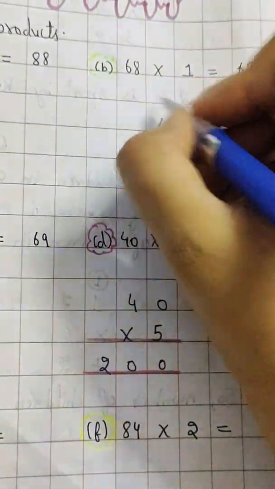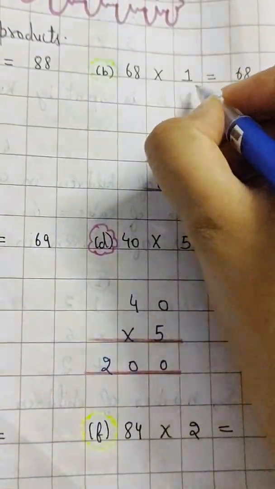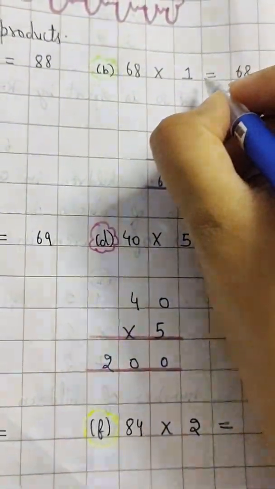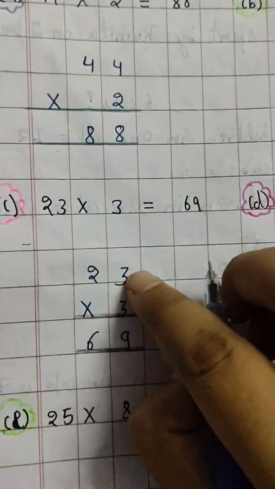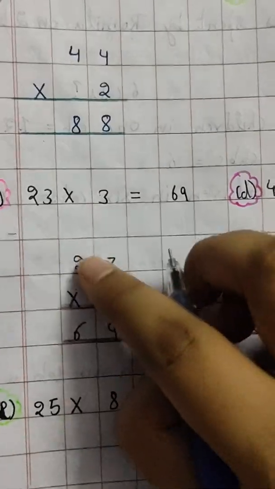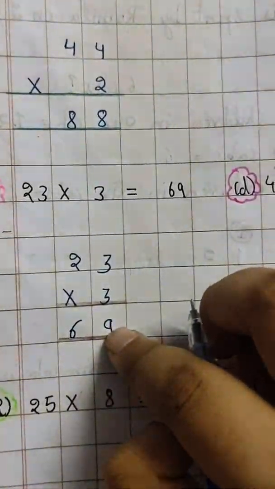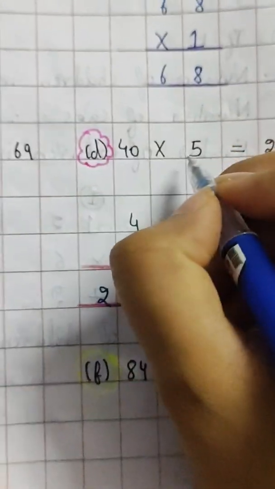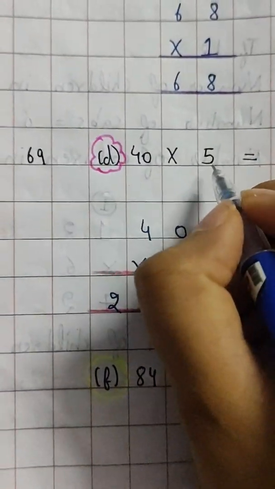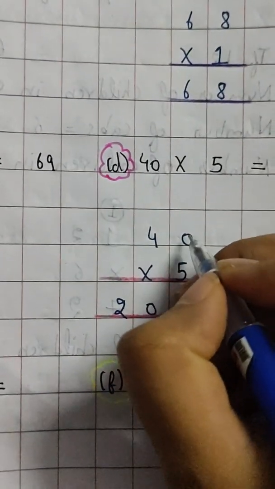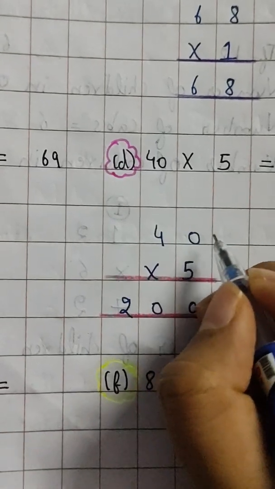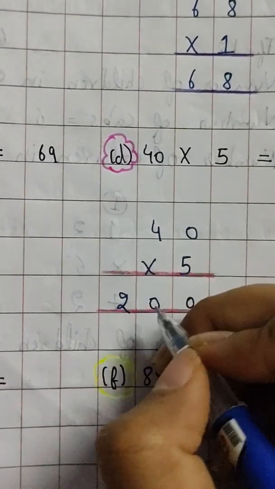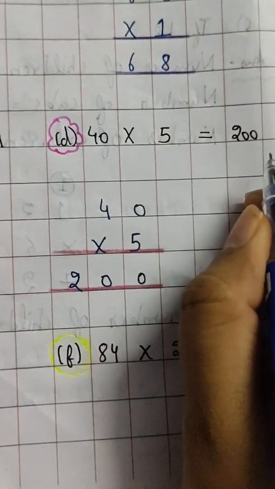If you remember, if you multiply any number with 0, the answer will be 0. Do remember this thing. Now 23 multiplied by 3: 3 threes are 9, 3 twos are 6, so that's why 69. Now afterwards, 40 multiplied by 5. 5 zeros are 0, 5 fours are 20, so that's why 200 will be the answer.